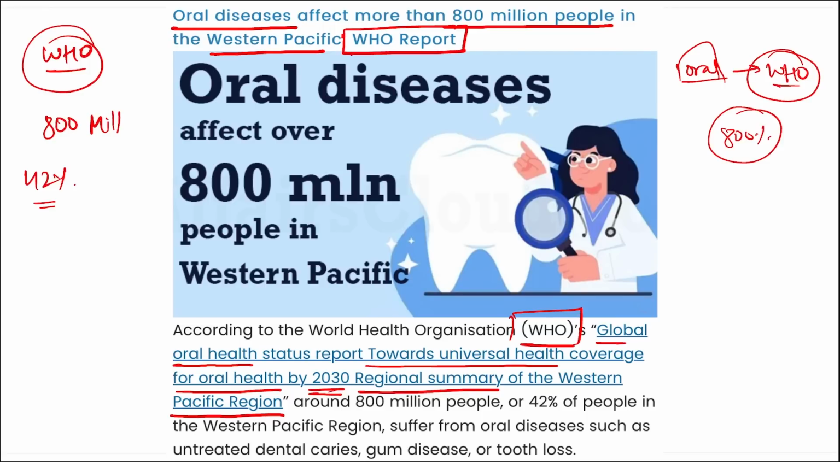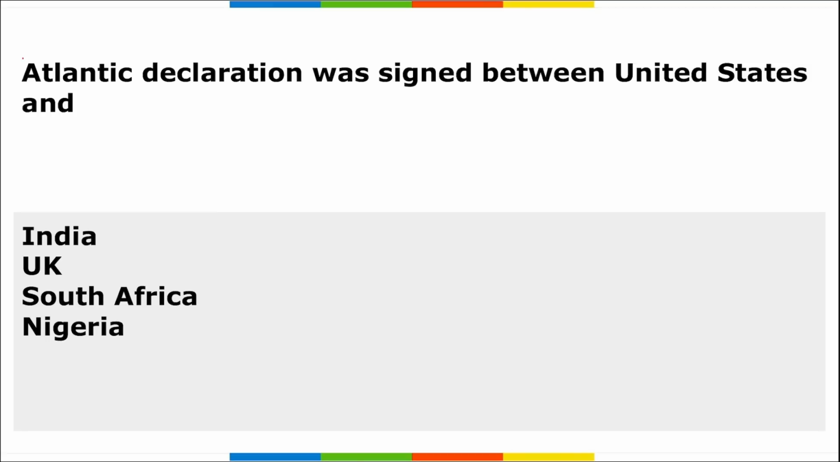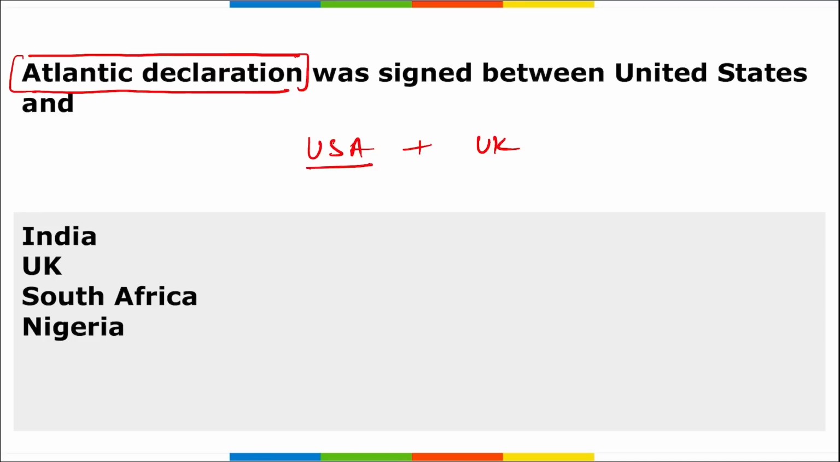Right? Next is Atlantic Declaration. Mark this, this is an important one. Atlantic Declaration was recently signed between USA and UK, United Kingdom. From USA, Joe Biden, and from UK, Indian origin, Rishi Sunak. Right? They recently signed an MOU, or an economic partnership. This Atlantic Declaration is your economic partnership.